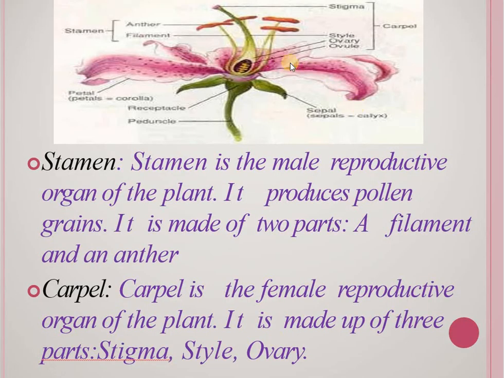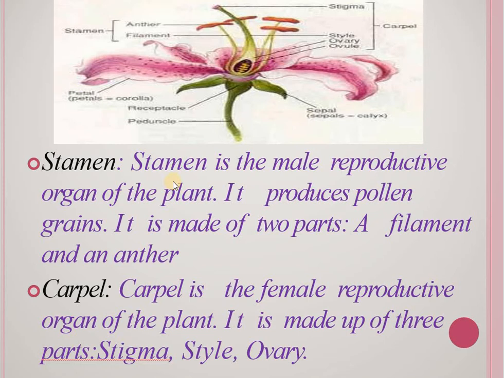Now if we look at this diagram, we can see the different reproductive organs of the flower, the stamen and the carpel. The stamen, as I have already said, is the male reproductive part of the plant. It produces the pollen grains and it is basically made up of two parts, the anther and the filament. So this is your anther. There are two lobes over here and this is the stalk-like structure which is called as the filament.